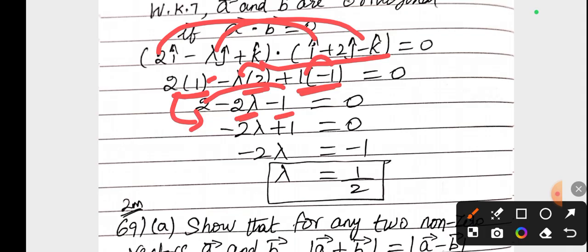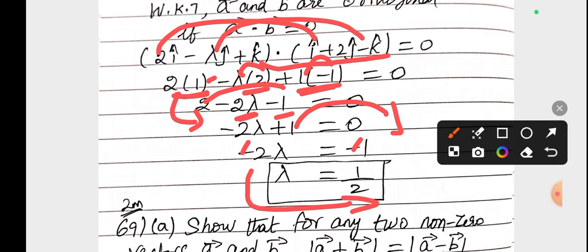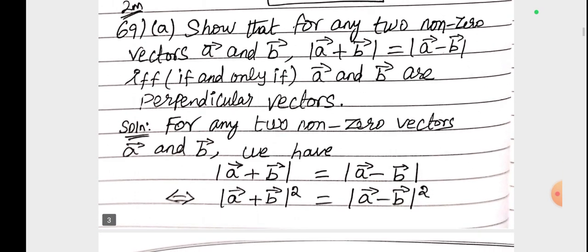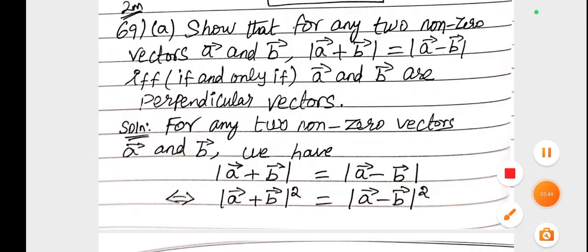Can you tell me what is 2 minus 1, children? Plus 1. Plus 1 goes outside now. Minus 1, negative, negative, removed. Lambda equals 1 by 2. Clear? Kindly check. Orthogonal means perpendicular, so a dot b is 0. That's it, sir. That's it.